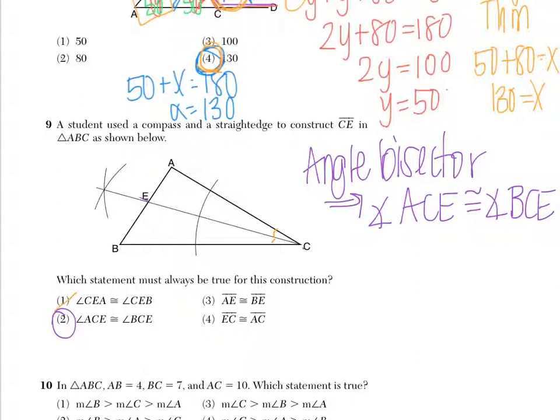Choice 3 says AE is congruent to BE. AE is slightly smaller than BE, so this is not true. And choice 4 says EC, this segment here, is supposed to be congruent to AC, which again is not true because EC is slightly longer. So our final answer again should be choice 2.